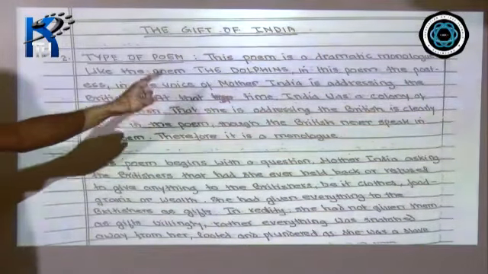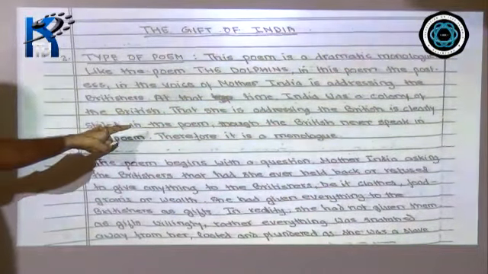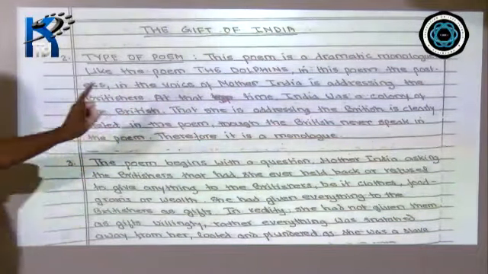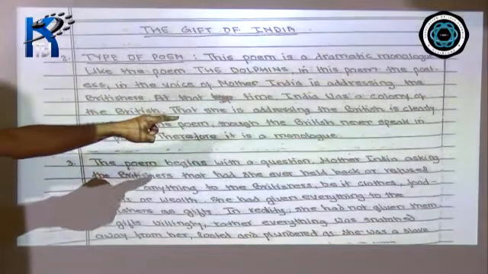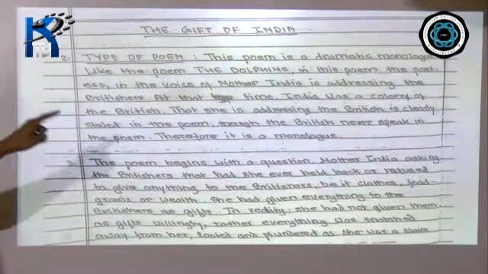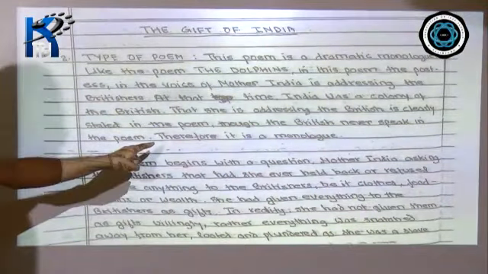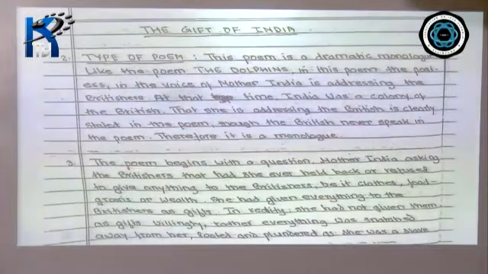At that time, India was a colony of the British. As I have already told you, that she is addressing the British is clearly stated in the poem, though the British never speak in the poem. That is the speciality of a monologue. You have only one speaker, and the other or others are passive listeners. Therefore, this poem is a monologue.